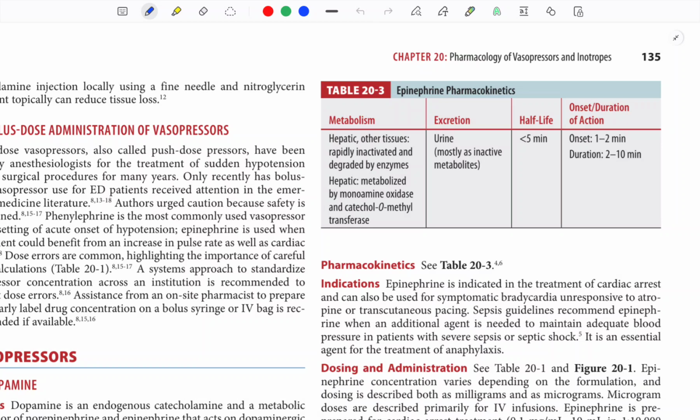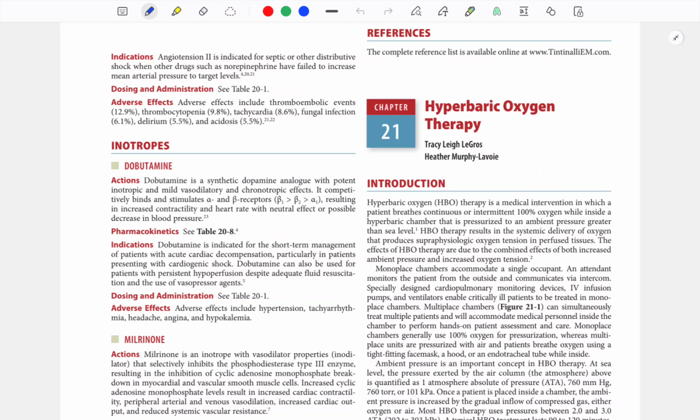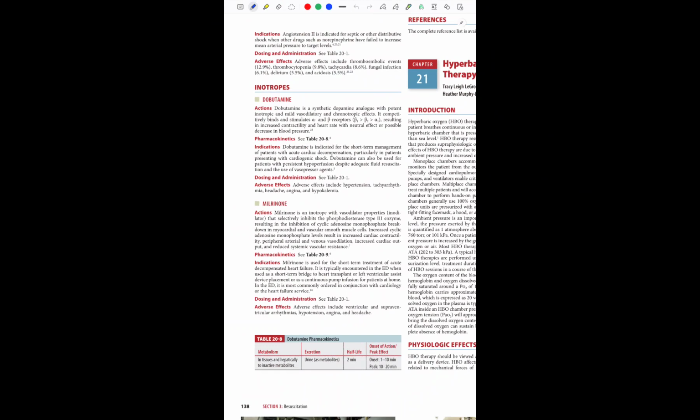Next are inotropes. It contains our dobutamine and milrinone. Dobutamine is a synthetic dopamine analog with potent inotropic and mild vasodilatory and chronotropic effects. It stimulates alpha and beta receptors, beta 1 more than beta 2 more than alpha 1. Beta 1 is maximum, then beta 2, then alpha 1, resulting in increased contractility and heart rate.